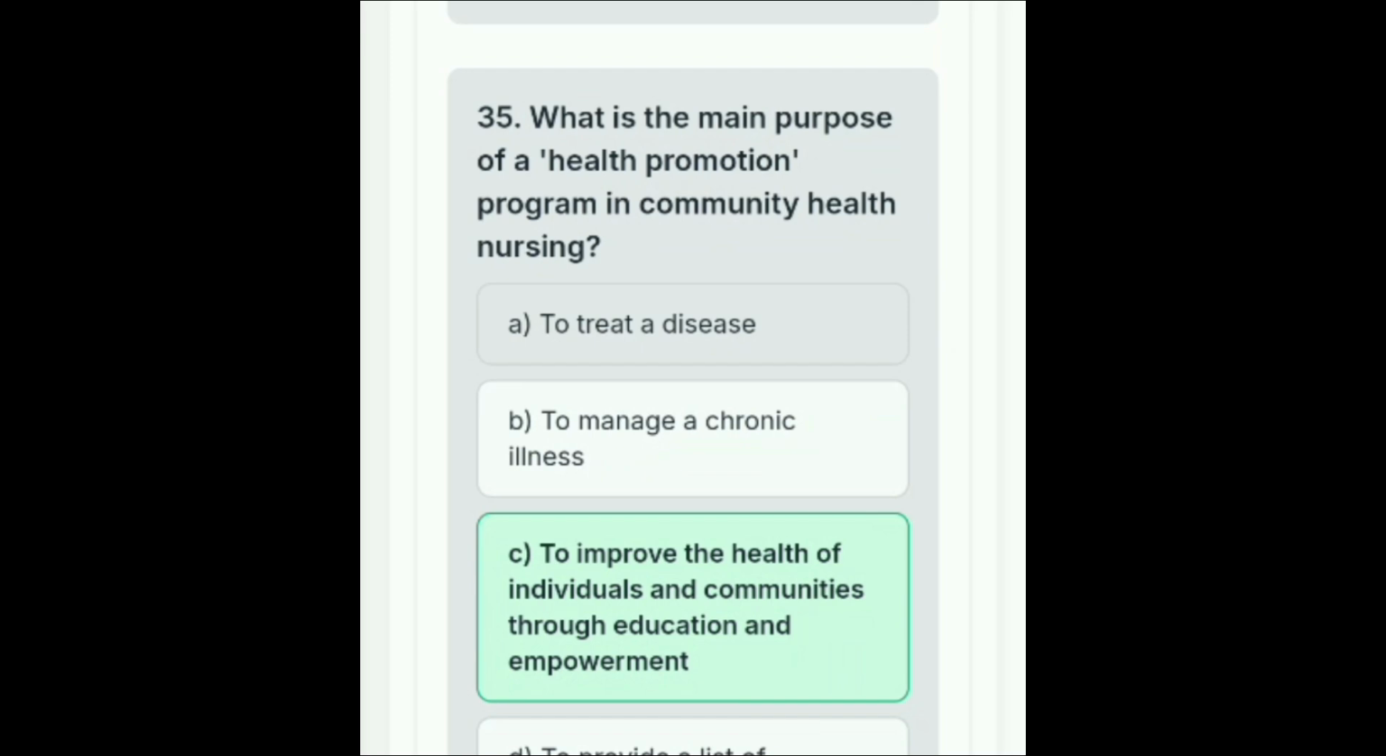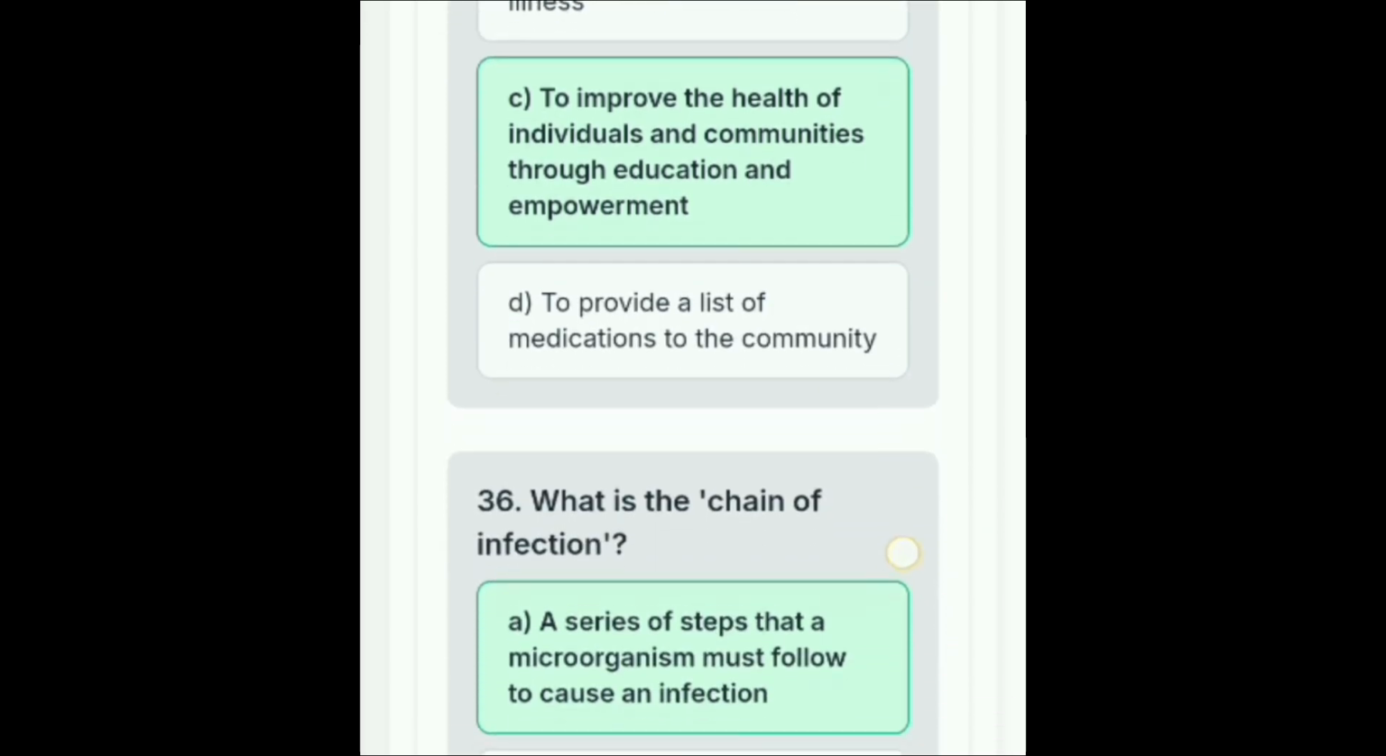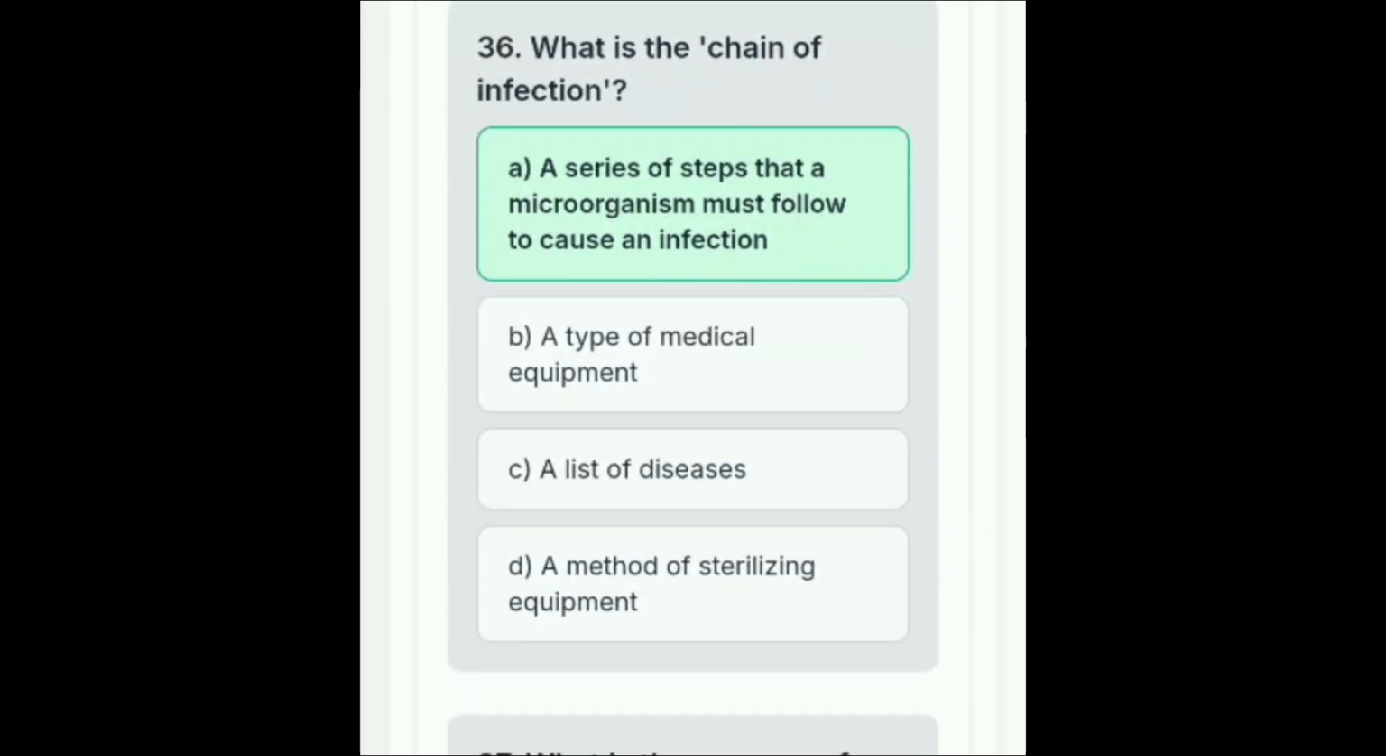What is the main purpose of a health promotion program in community health nursing? A, to treat a disease; B, to manage a chronic illness; C, to improve the health of individuals and communities through education and empowerment; D, to provide a list of medications to the community. So C is the correct answer.